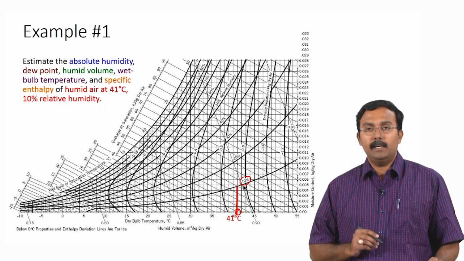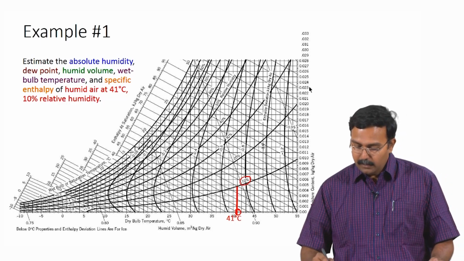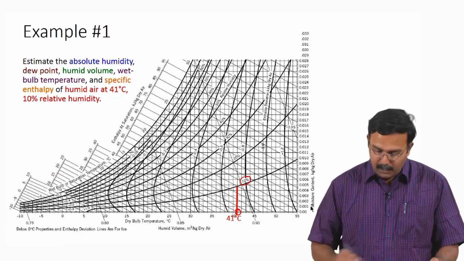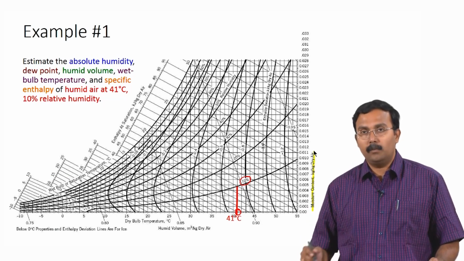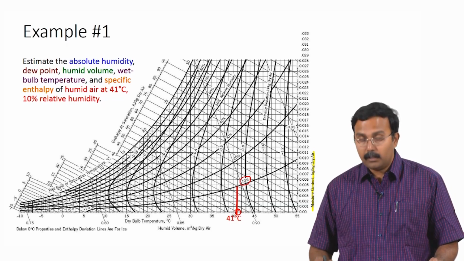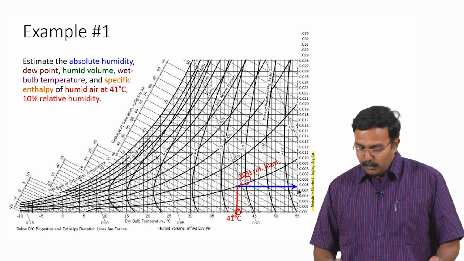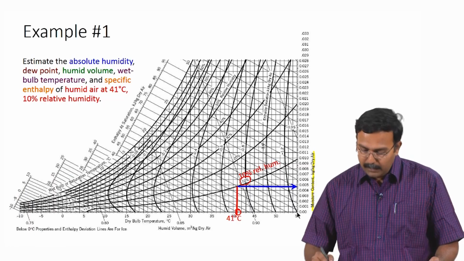The first thing we need to identify is the absolute humidity, which is given on your y axis here. Because you have absolute humidity on your y axis, you would draw a line from this point all the way to the y axis. That value can be identified from this particular y axis.